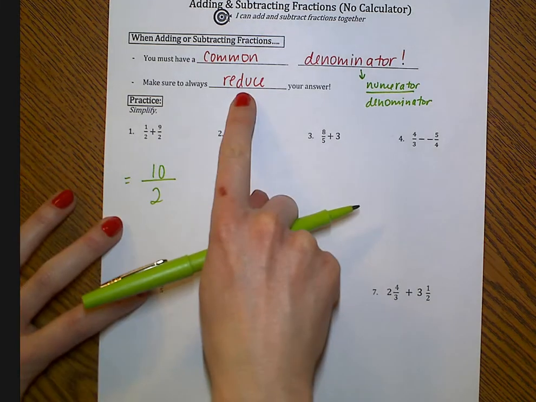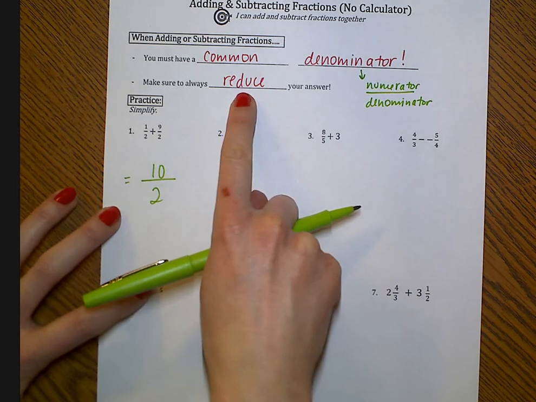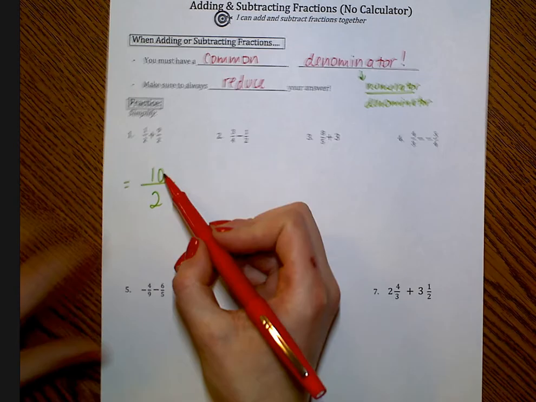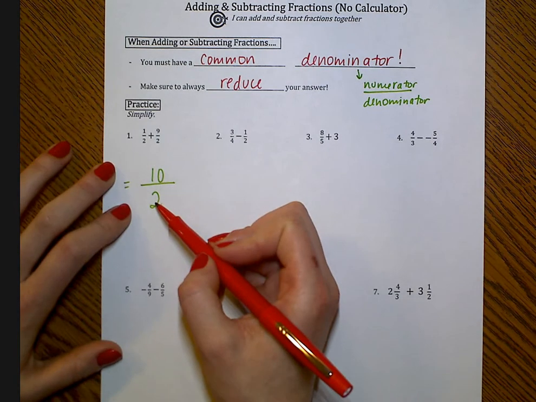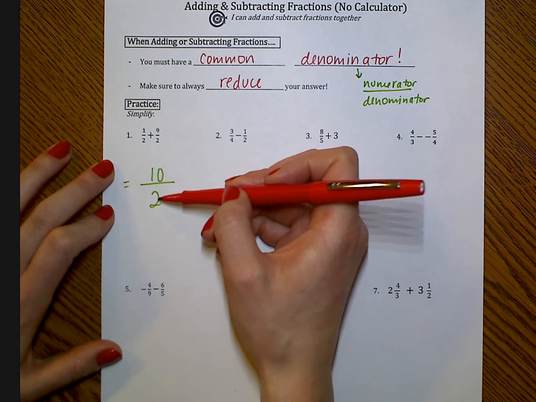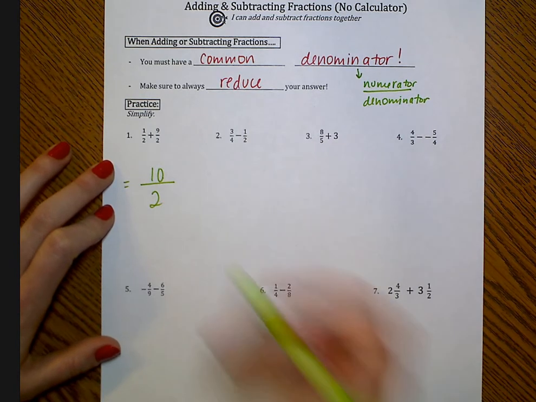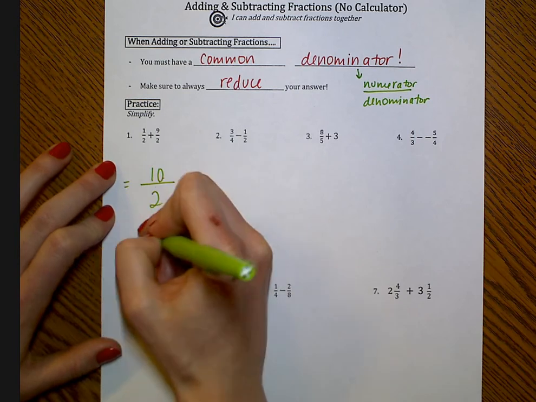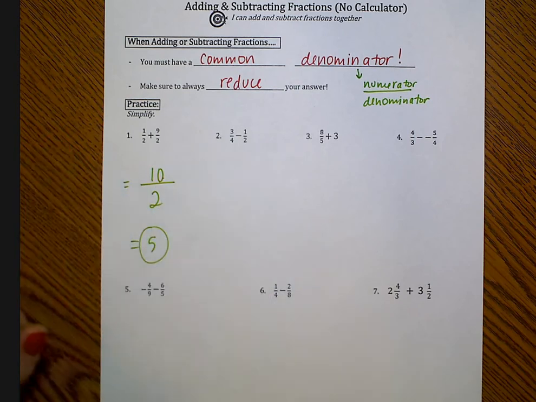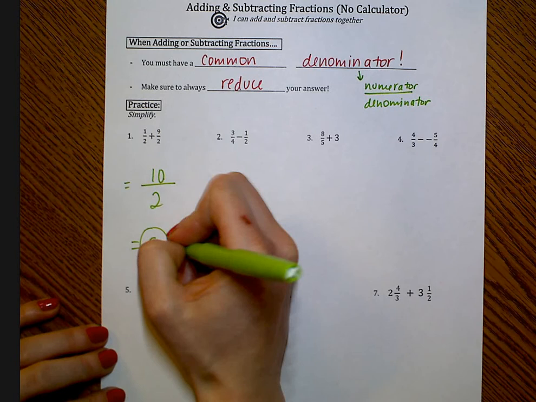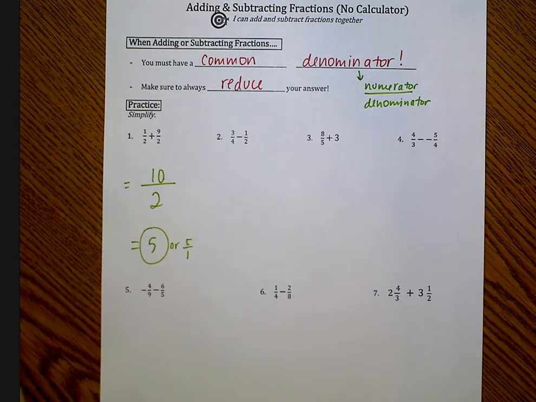Second bullet point, you better reduce your answer. By reduce, I mean just divide both numbers by what you can. Or if the top number is bigger than the bottom, it's just a division problem. So it's really just 10 divided by 2, which is simply 5. You can put 5 over 1, but if it's just 1 on the bottom, just say 5. That's way easier, less writing.